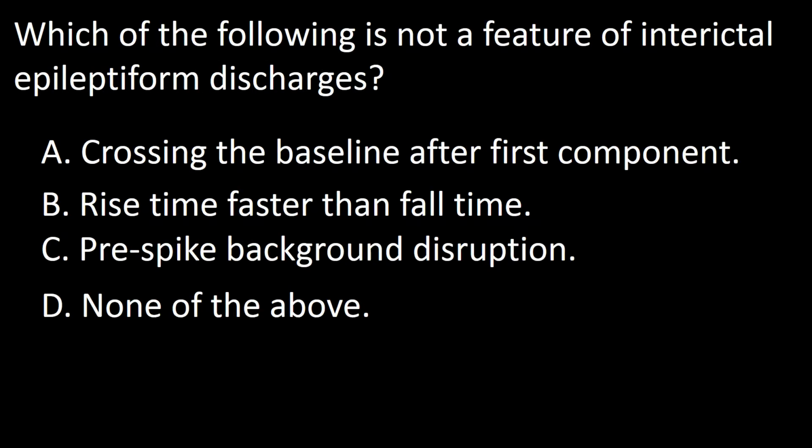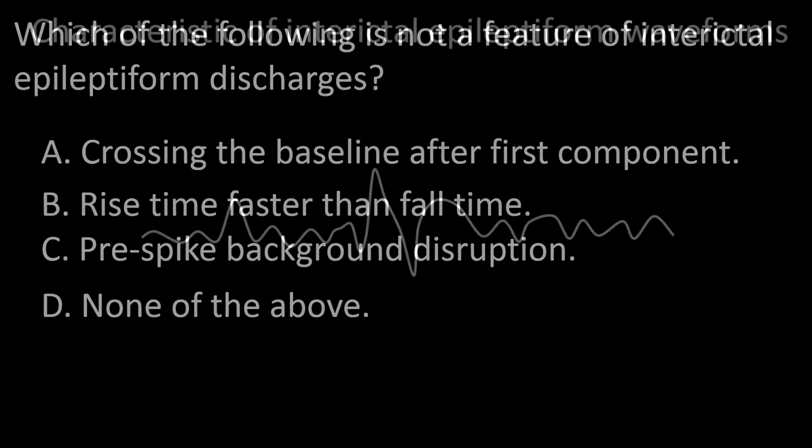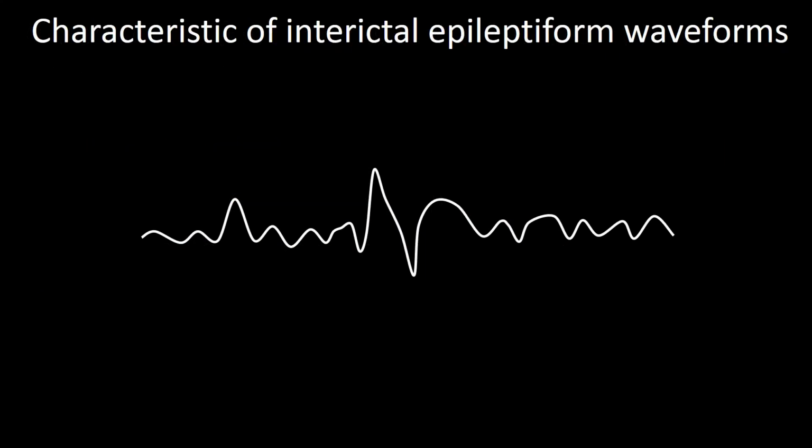Next question. Which of the following is not a feature of interictal epileptiform discharges? A. Crossing the baseline after the first component. B. Rise time faster than fall time. C. Pre-spike background disruption. D. None of the above. This is a cartoonish idealization of an interictal epileptiform wave.